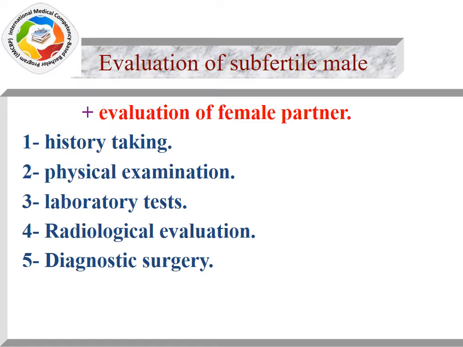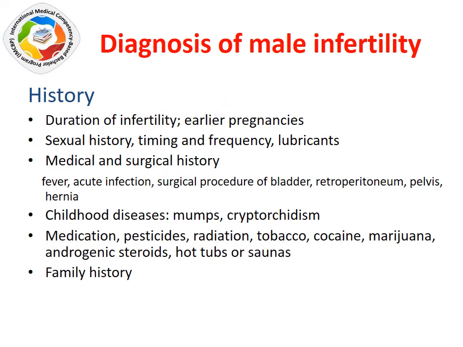Besides male infertility, you must evaluate the female partner also, by history taking, physical examination, laboratory tests, radiological evaluation, and diagnosis. Diagnosis of male infertility depends on history taking. We must know the duration of infertility after marriage, presence of earlier pregnancy or not, sexual history with timing, frequency, and use of lubricant, which is very important during the sexual act, medical and surgical history such as fever, active infection, surgical procedures, childhood diseases like mumps, orchitis, and cryptorchidism, medication as we told before, and also family history.